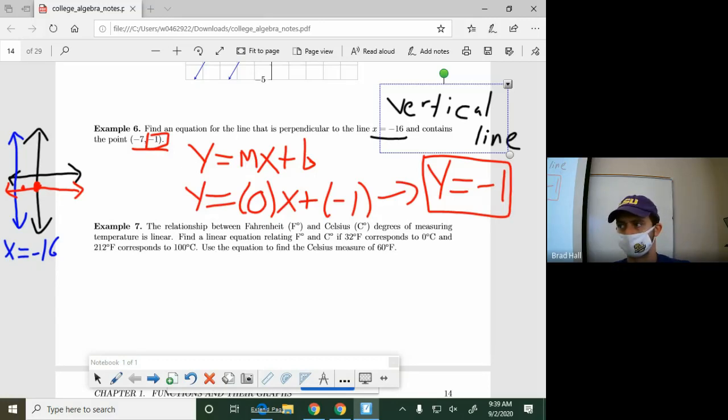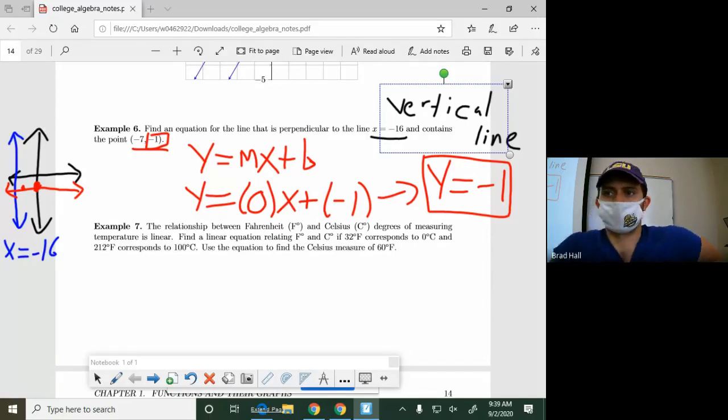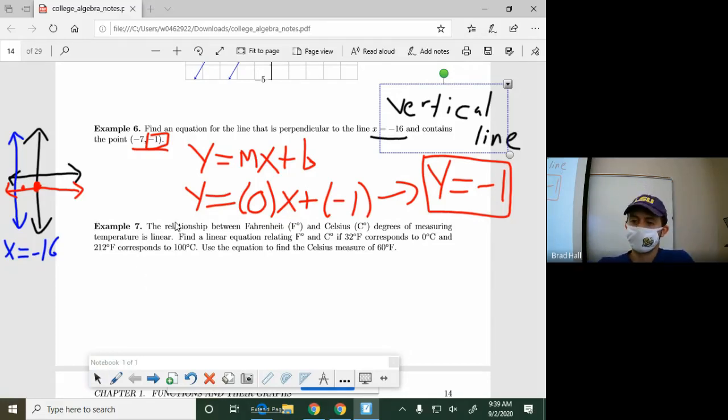Does anyone have any questions about this so far? Not? Let's go ahead and look at example 7. So this is, as you see, kind of a word problem. And if you printed out your notes, the numbers are the same, but they might be swapped. On your notes, it might say 0 Celsius, 32 Fahrenheit, 100 Celsius, 212 Fahrenheit. I switched them. That's the only change I made.